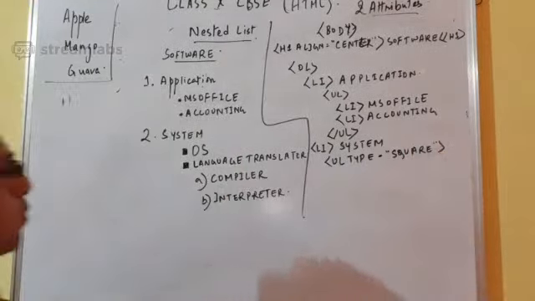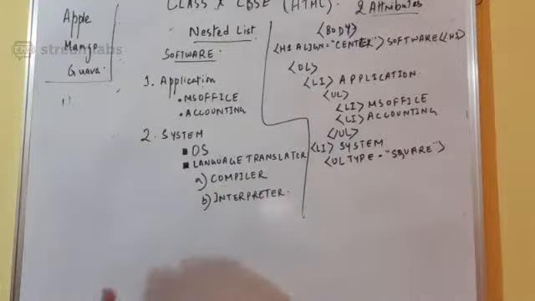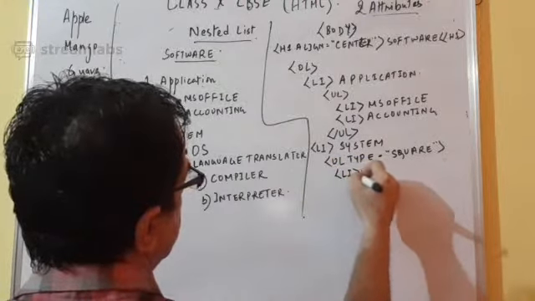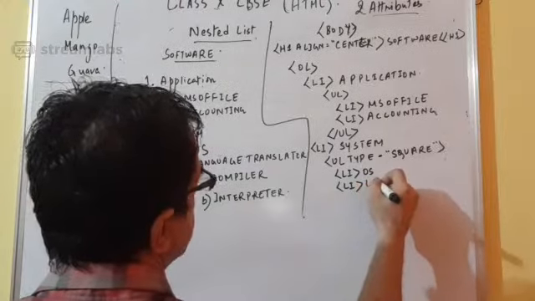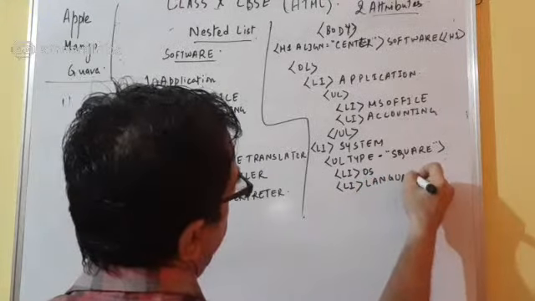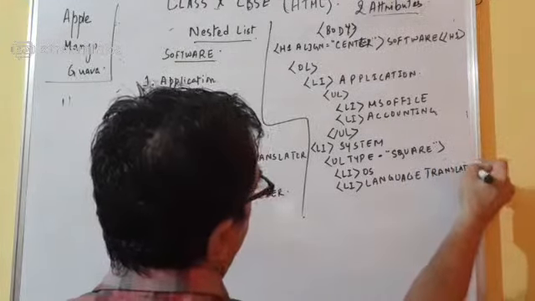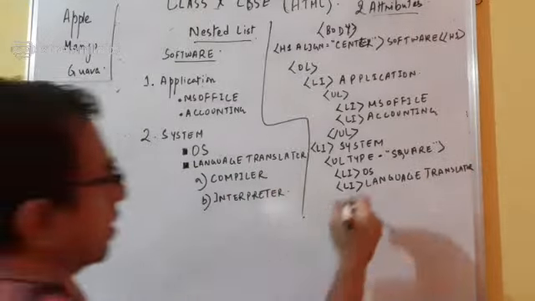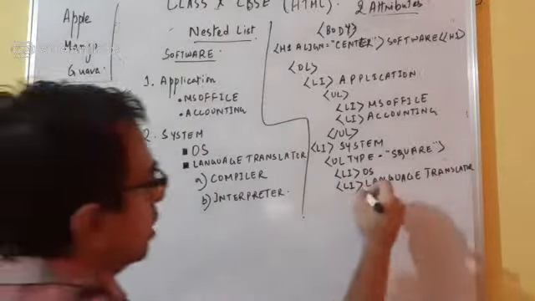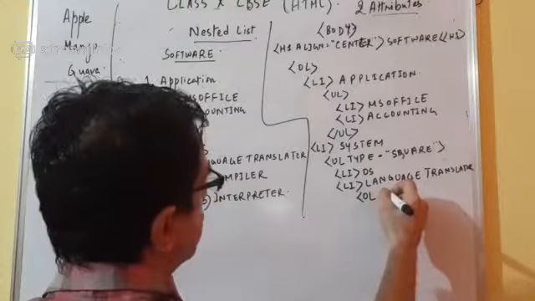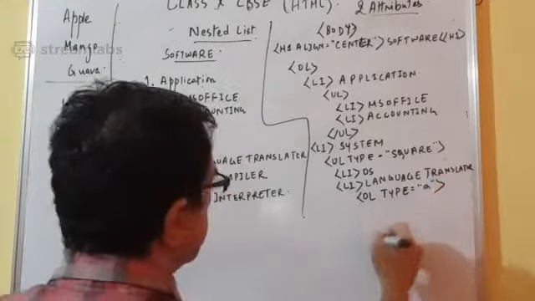And then what you need to do is again, okay, square is there. Then you need to use here LI, use here OS, LI, and then language translator. Okay, and then again you need to start off with your OL tag. Then you need to write here OL type equal to A. Then you need to write here LI.